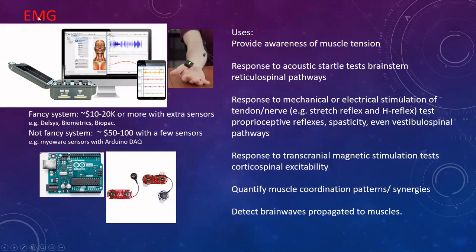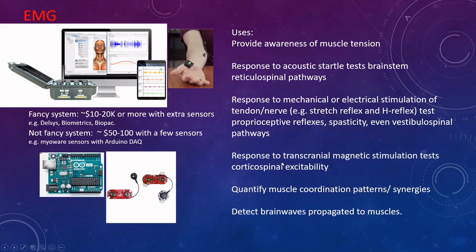And just to talk a little bit about what EMG might be used for, it can provide awareness of muscle tension, obviously, but also it can be used to detect responses to other kinds of perturbations that you might want to apply to somebody to test things. Like, for example, if you startle somebody with a loud noise, the EMG response to that startle, like the neck muscles tightening, can tell you something about the brainstem, and responses to electrical stimulation of a nerve or a tendon can tell you something about proprioception, basically the electric version of a knee-jerk reflex.